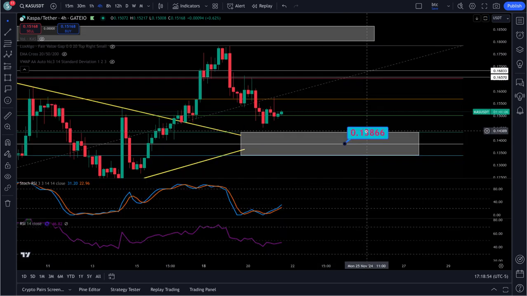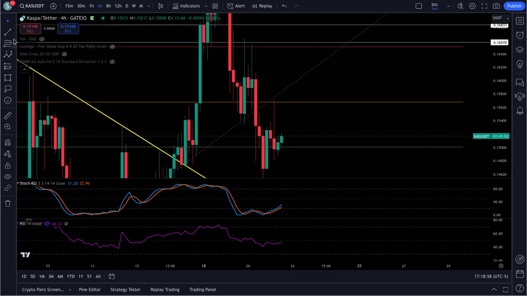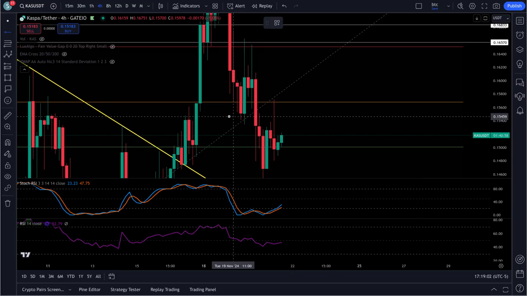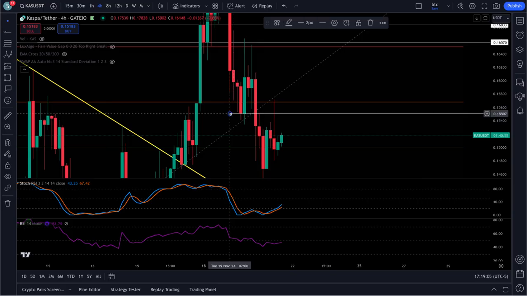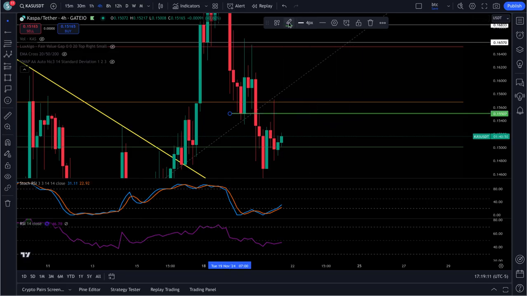Well, if we look at the 4-hour, the 4 hours heading up, I would not expect it to go any higher than right here. Okay, right here. You know, no, this isn't financial advice or anything like that, but if you're looking for a short, this might be a good spot to take one.